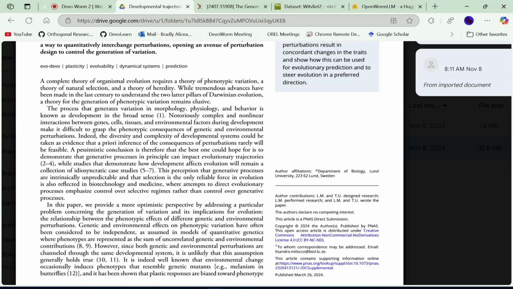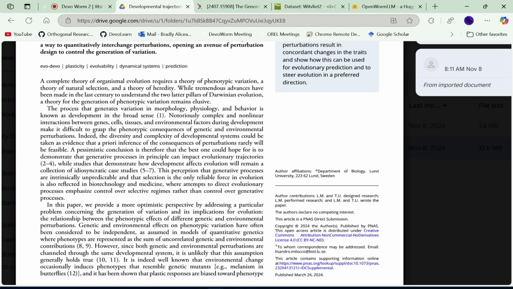Indeed, the diversity and complexity of developmental systems could be taken as evidence that a priori inference on the consequences of perturbations rarely will be feasible. So, we look at the diversity and complexity of developmental systems, and we can't necessarily say that there's any sort of a priori influence or blueprint or teleological forcing or any of that.